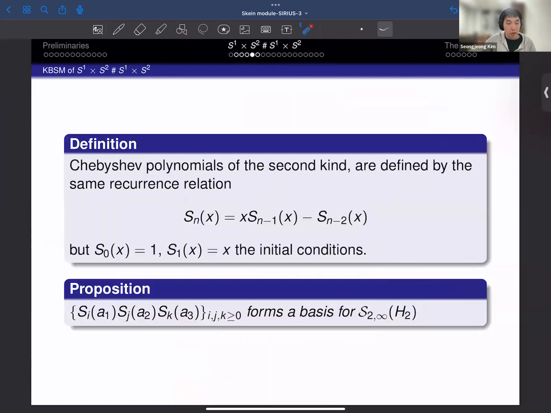But by using Chebyshev polynomials, we can find another family of generators. Here, Chebyshev polynomials of the second kind are defined by the recurrence relation S_n(x) equals x S_{n-1}(x) minus S_{n-2}(x), where S_0(x) is equal to 1 and S_1(x) is equal to x. Then easily we can see that the multiplication of Chebyshev polynomials with variables A1, A2, A3 forms a basis for the skein module of the genus 2 handle body.